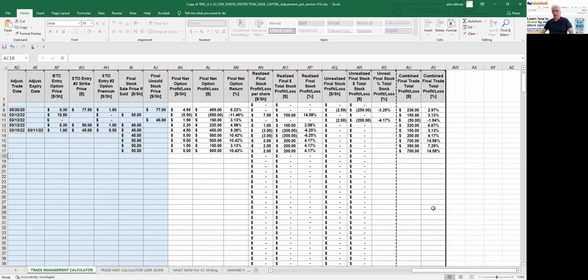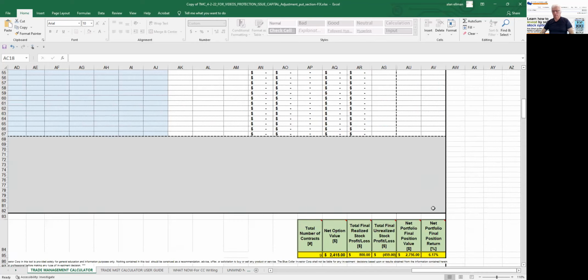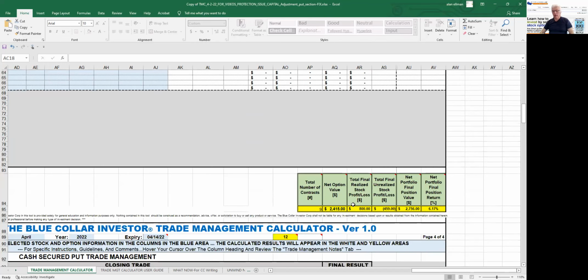Now, if we scroll down, you will see that we have our final number of contracts post-adjustment. In this particular case, we took in 2756. We had 2415 in option premium, and we actually had 800 in realized stock profit, a loss of 459 in unrealized stock loss. All that information is in the total portfolio returns, and we had actually a net cash return of 2756.